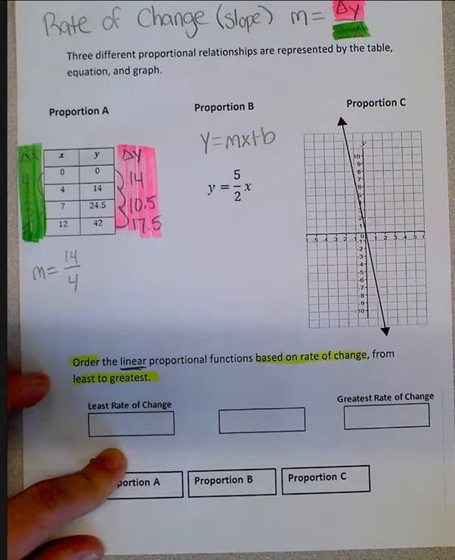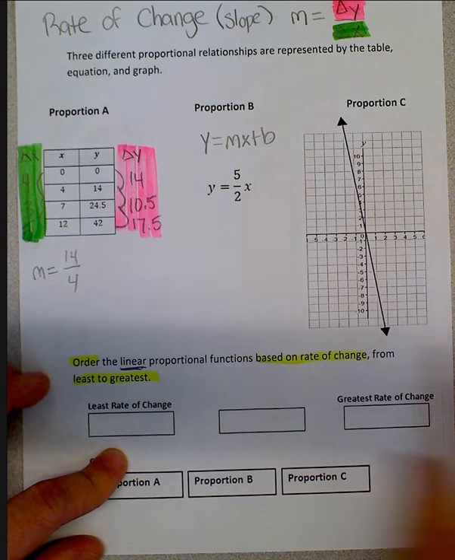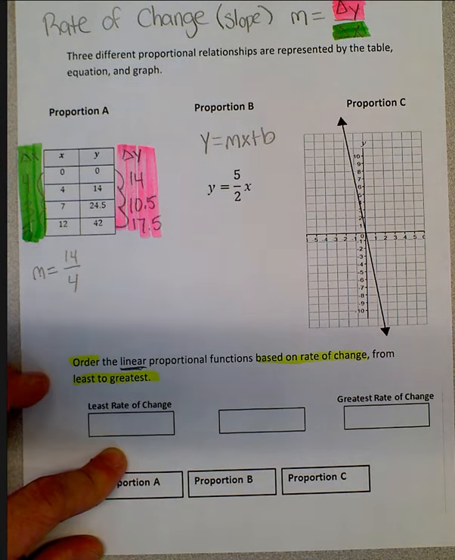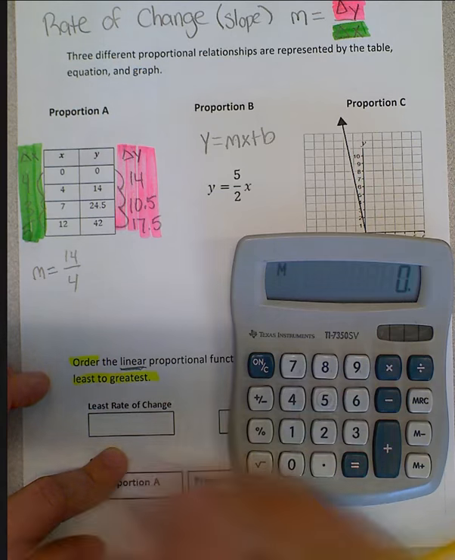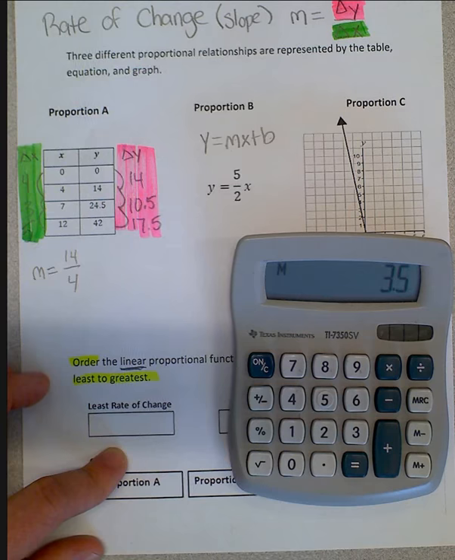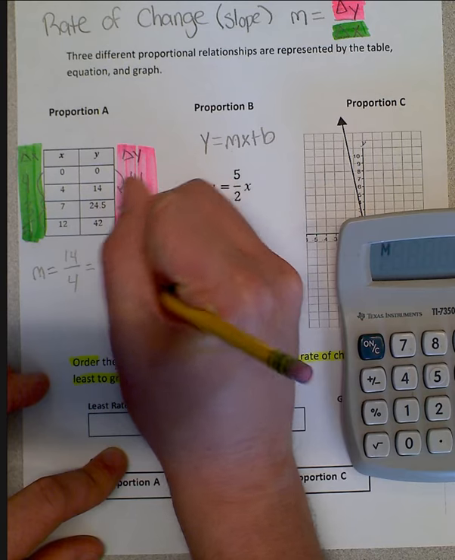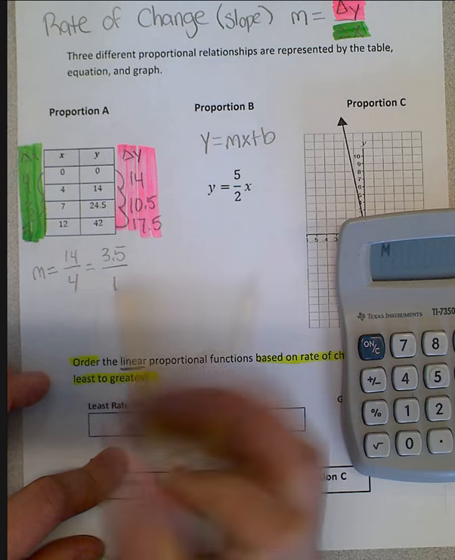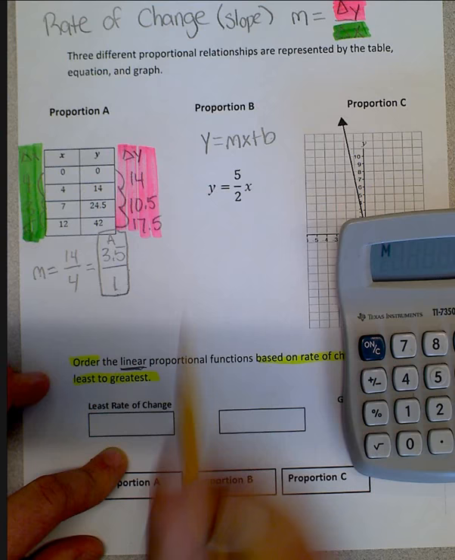So 14 over 4. To help order these, it might make sense, this is not a unit rate, so it might make sense to simplify it into a unit rate. And to save myself time, I'm going to do that. 14 divided by 4 gives me 3.5. So what that means is, as y changes by 3.5, x changes by 1. The 1 is the unit rate. So this is for proportion A. And I'm going to box that out because when I go to order it, I know exactly where to look.